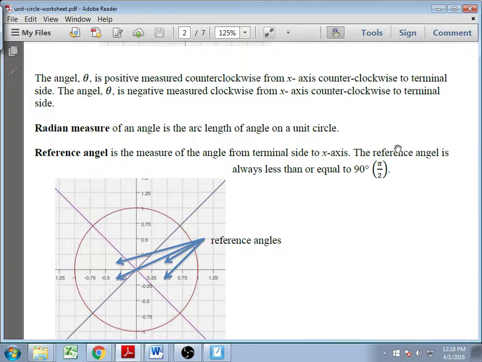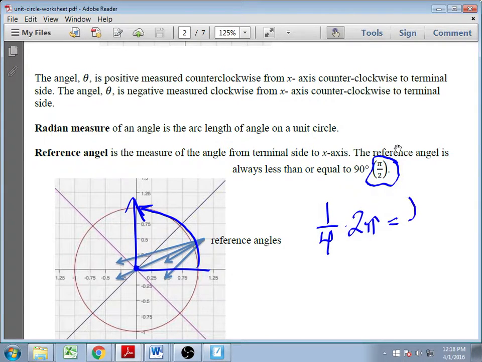So that's why here we see the reference angle is the measure of the angle from the terminal side to the x-axis. The reference angle is always less than or equal to 90. And this pi over 2 is because of 90 degrees. Say we're comparing from this side, 90 degrees. Well, if the whole circle is 2 pi, what fraction of the circle do I have right here? A fourth, right? So we have a fourth of 2 pi, which equals pi over 2.